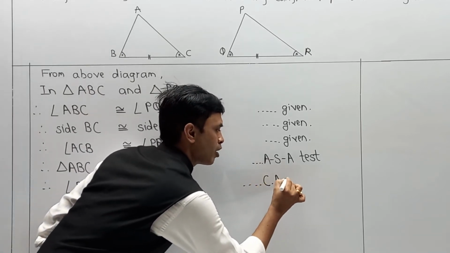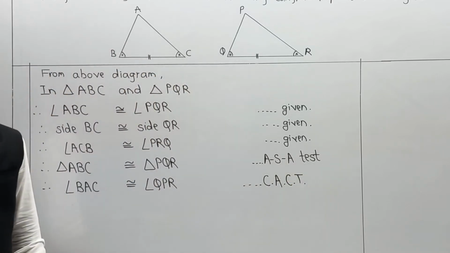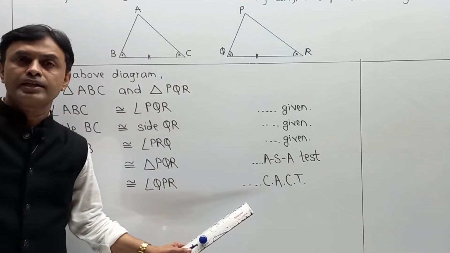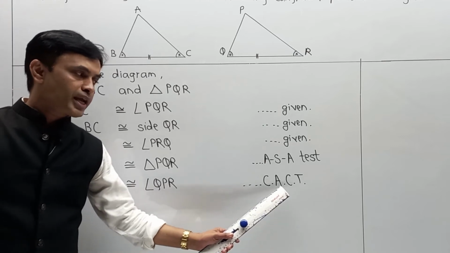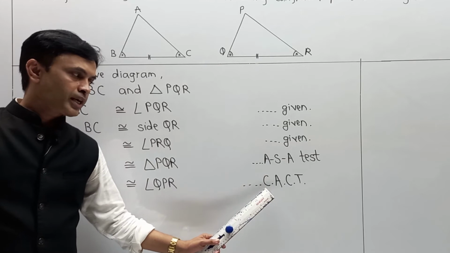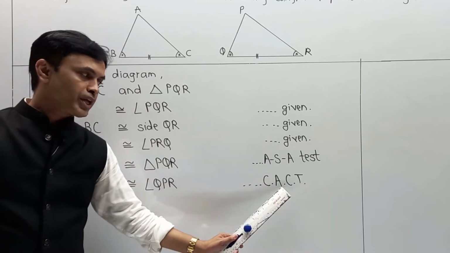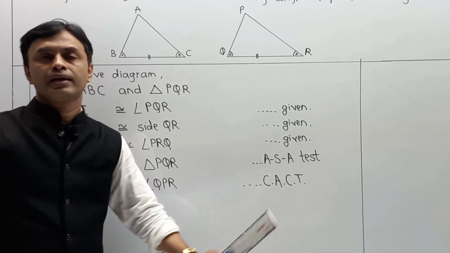corresponding angles of congruent triangles. In this way you can write it in short also. No doubt you can write it in a longer form, corresponding angles of congruent triangles, or in short you can write CACT. Logic: corresponding angles of congruent triangles.